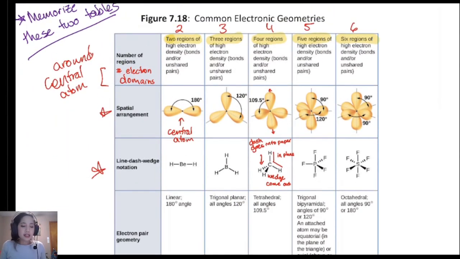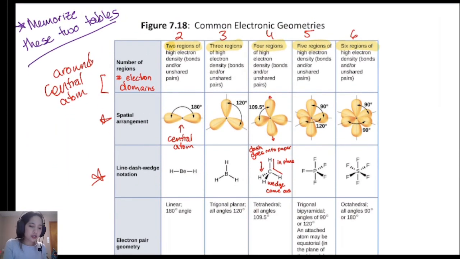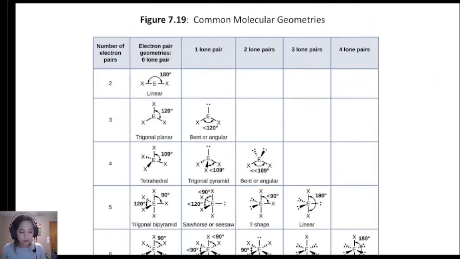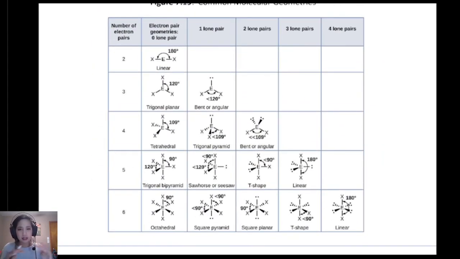These are actually what we call parent structures. It's a different color. These are parent geometries because we are only looking at the electronic structures. We aren't considering lone pairs yet, since we just are looking at the electronic geometries. We're not thinking about lone pairs. So this is what we call our parent geometry, and this is important in this next table.